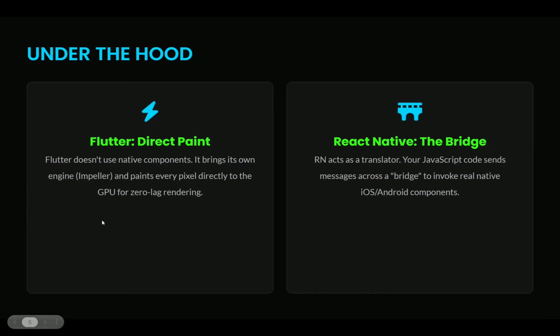Okay, and Flutter doesn't use native components. It uses an engine called Impeller and paints every pixel directly to the GPU for zero lag rendering. So what does this mean? What Flutter does is you make a UI and it looks exactly the same on every device, while React Native acts as a translator, and the UI is going to look different. It's going to look more native to the device.